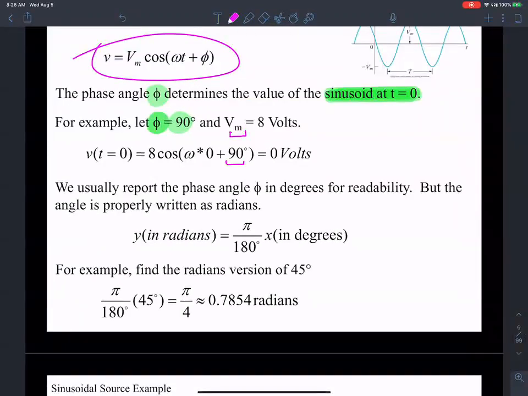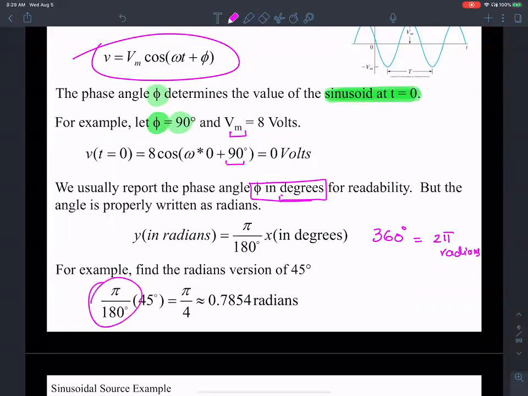Now, we usually represent the phase angle in degrees, but it can also be expressed in radians. The relationship you want to remember is that in a full circle of 360 degrees, there are 2 pi radians. From there, you can calculate how many radians are in 45 degrees. Well, that's simply 2 pi over 360 times 45. You can go back and forth between radians and degrees.